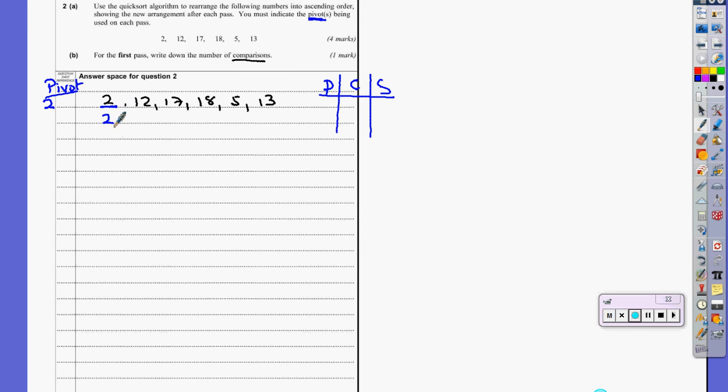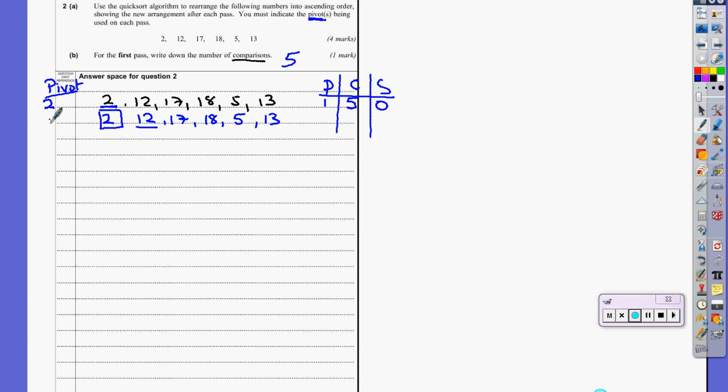2 compared with all the others, 1, 2, 3, 4, 5 other numbers. So in my first run, I'm comparing it with 5 other numbers, and I'm not going to do any swaps, which is, yes, where 5 comes in there. Then that is in its permanent position, that 2. Okay, it's not moving, and I write all the other numbers down in the positions they were in, because that's what you do. Nothing has gone in front of it.